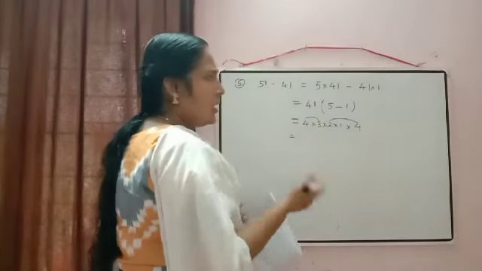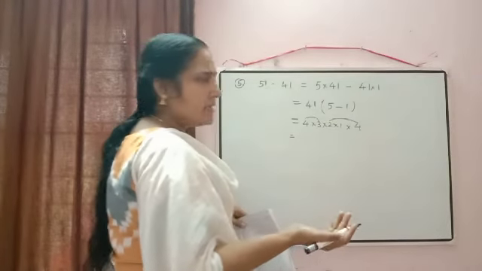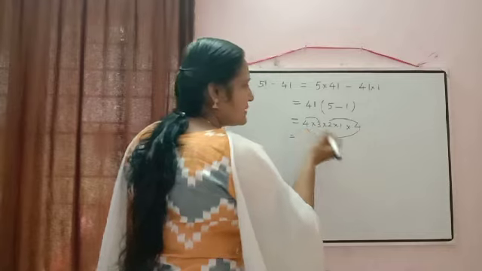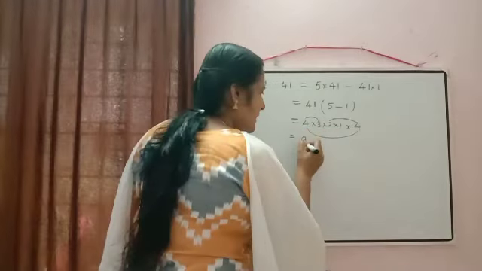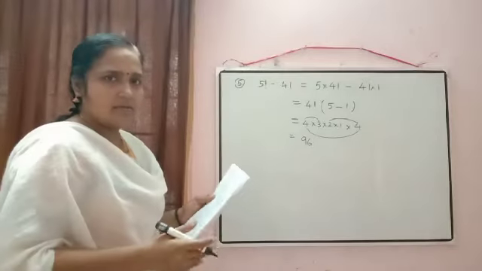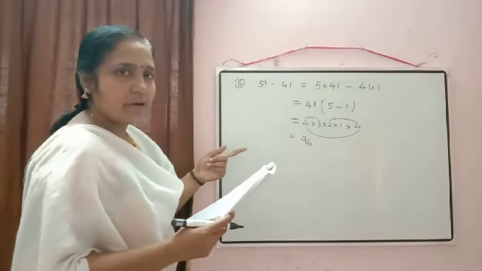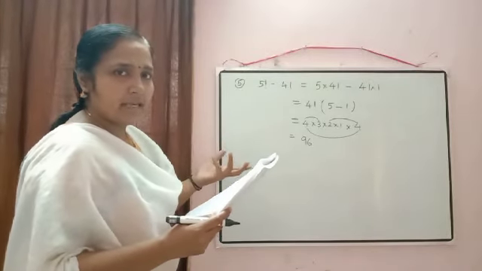It depends on you how you want to do the multiplication; in that way you can do. 4 4s are 16, 3 into 2 is 6. So 16 6s are 96. So I hope the concept is clear how to find out the factorial of any number.